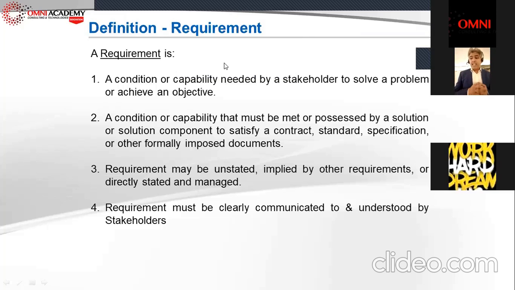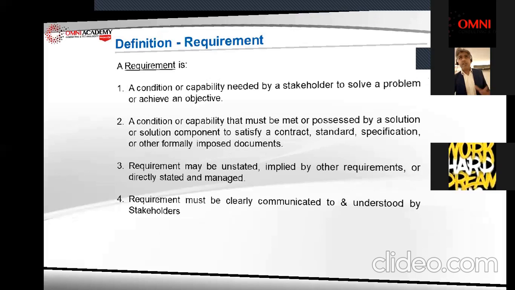Okay, requirements must be clearly communicated to and understood by the stakeholders. So a requirement is only a requirement when it's clearly communicated and understood by the relevant stakeholder. If it's not clearly communicated, then it's not a good requirement. We will discuss the quality of the requirement in a bit, where you learn how to qualify your requirement as a good or bad requirement.